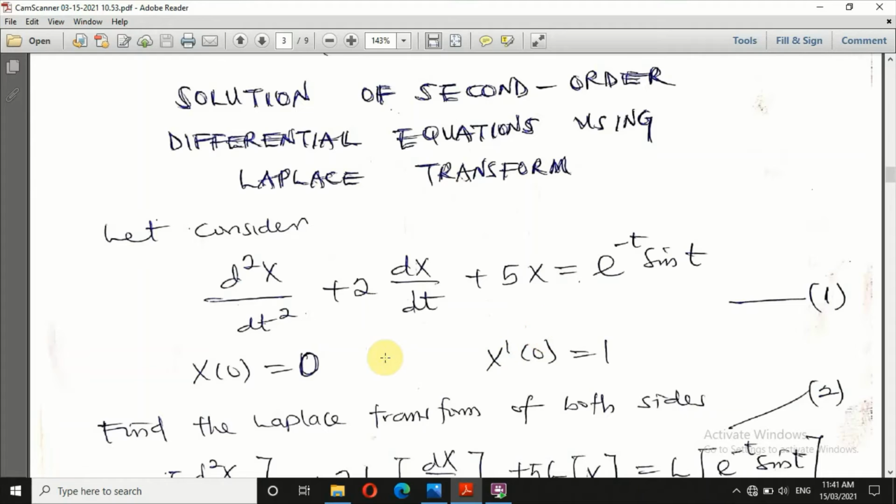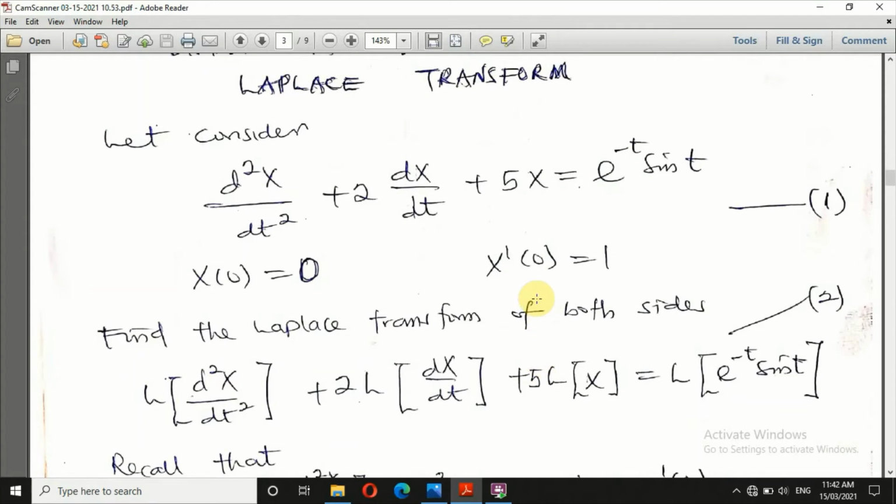Okay, that's not all. Let's take a look at the two conditions. We have them at 0. Look at this: x of 0, x prime of 0. So how do you describe this problem now? This is a second order, ordinary differential equation, non-homogeneous, initial value problem. I call it an initial value problem because we have the two conditions specified at 0.